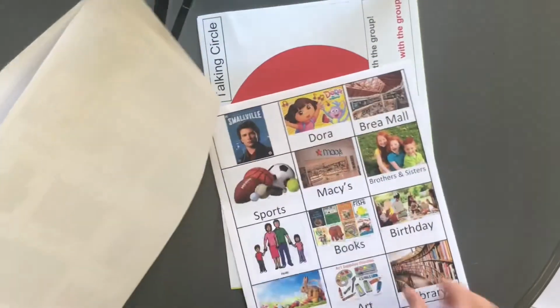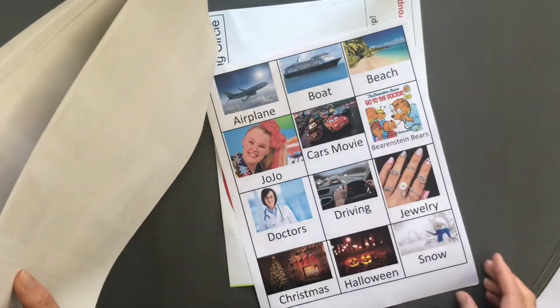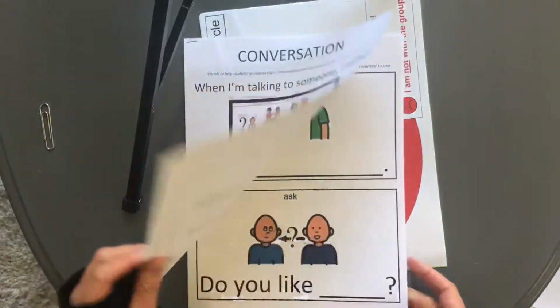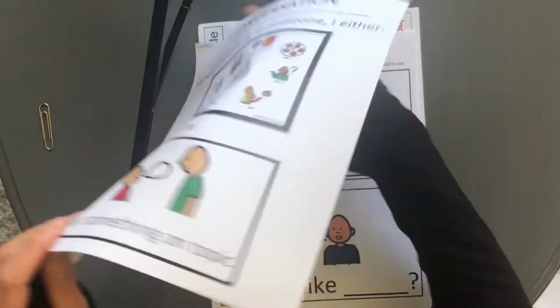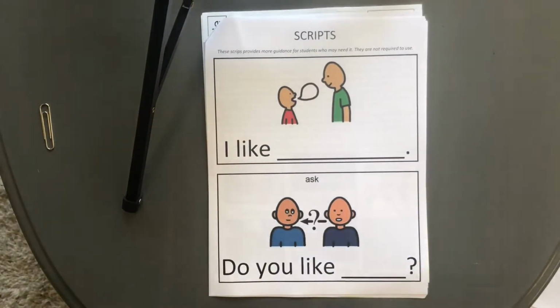For example, Smallville or JoJo might not apply at all to your child, but it's because I put everyone's interest in this one packet. So basically that's the front page to try and encourage back and forth communication. And this is a script, two script examples that might be necessary to help promote that communication.